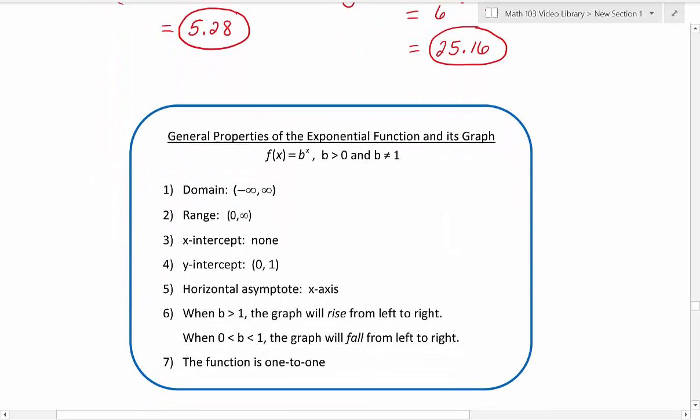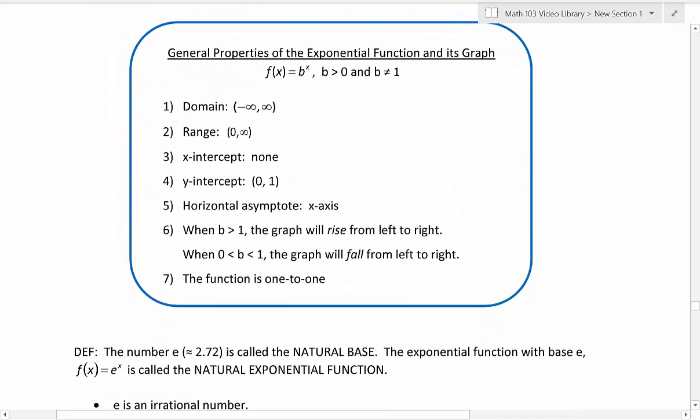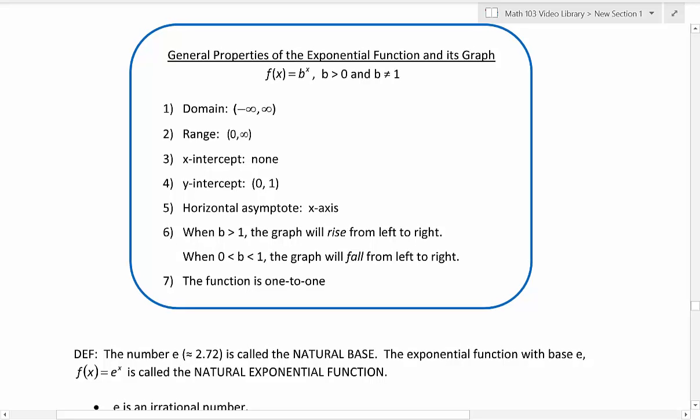Exponential functions and their graphs have several general properties. The first property is that the domain is all real numbers. Hopefully this makes sense. You've had lots of different numbers in exponents before, and it's never been a problem. We've had positive numbers, negative numbers, zero, fractions. There's never been a restriction on the number in an exponent, and there never will be. So our domain is all real numbers.